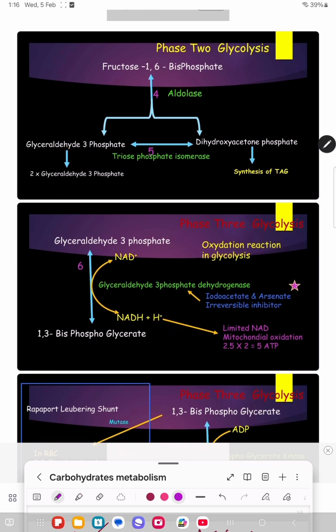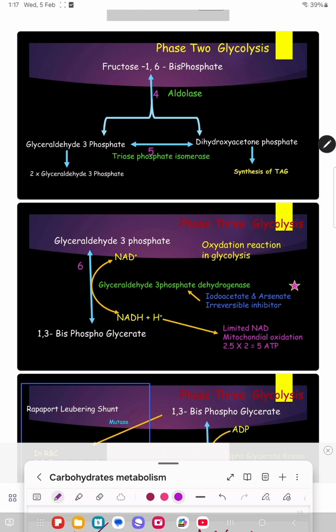Glycolysis. Here you can see fructose 1,6-bisphosphate in step 4, with the help of aldolase, will be splitting. This is the splitting phase, right? So it splits into glyceraldehyde 3-phosphate and dihydroxyacetone phosphate.